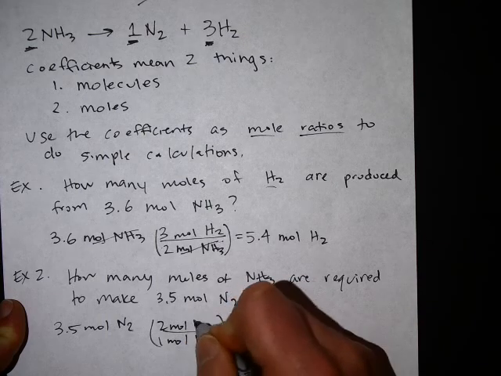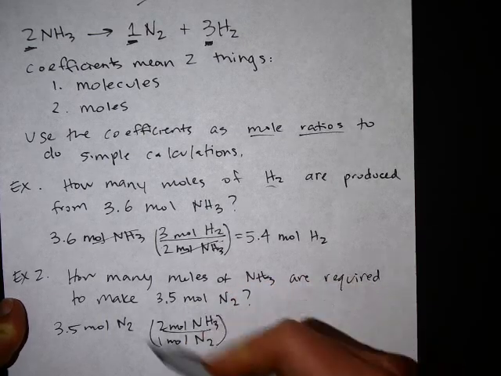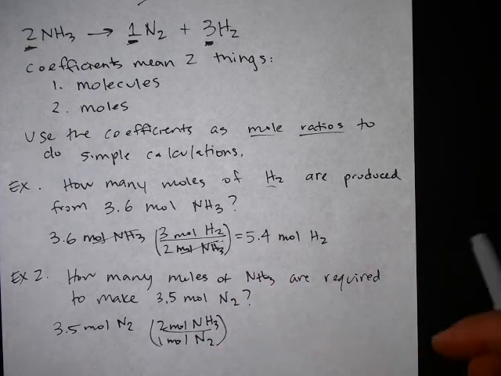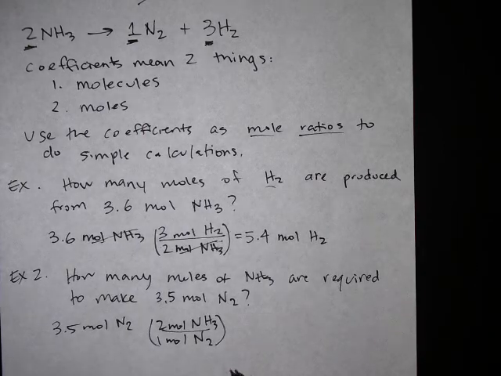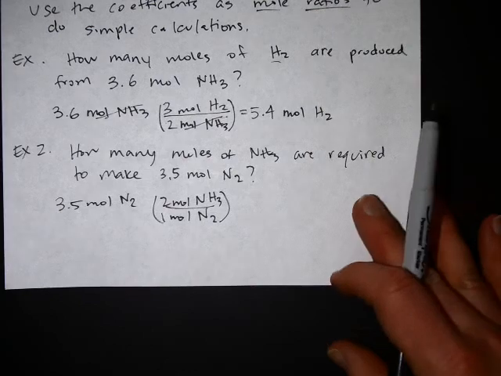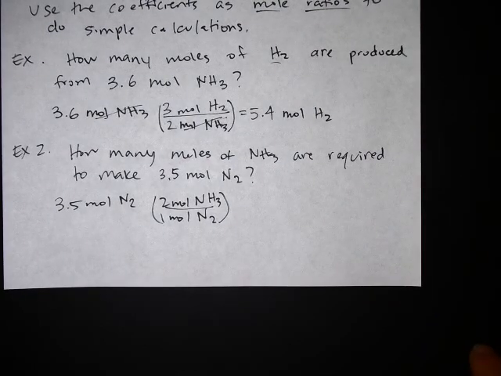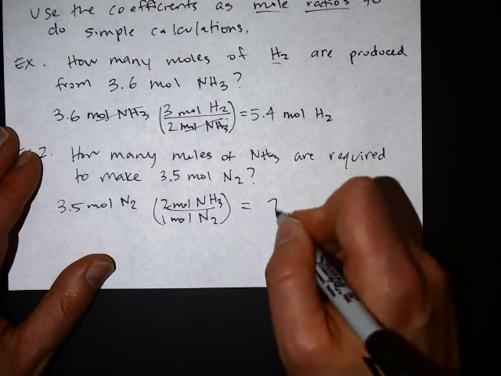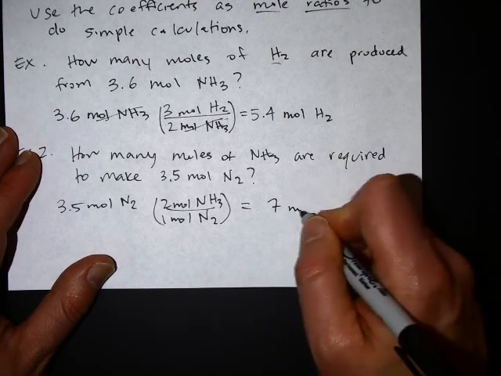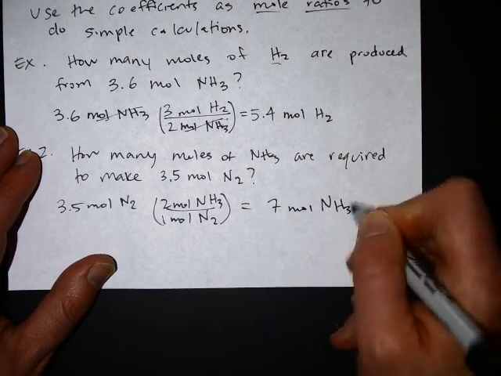2 moles of ammonia. This mole ratio here tells you the ratio between those 2 things, in this case ammonia and nitrogen. And the one you start at on bottom, the one you want to get to on top. And 3.5 times 2 is 7, yes? 7 moles of ammonia would be the correct label.